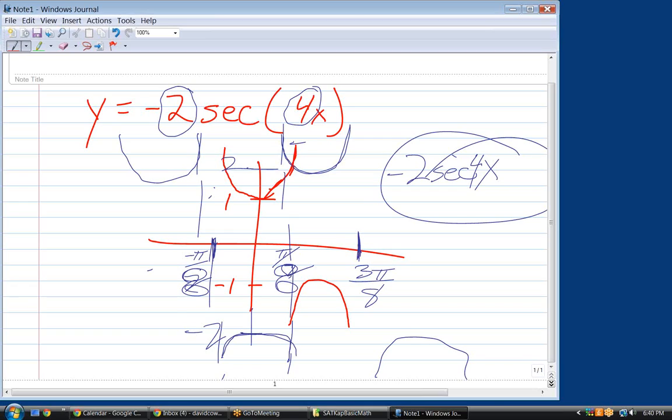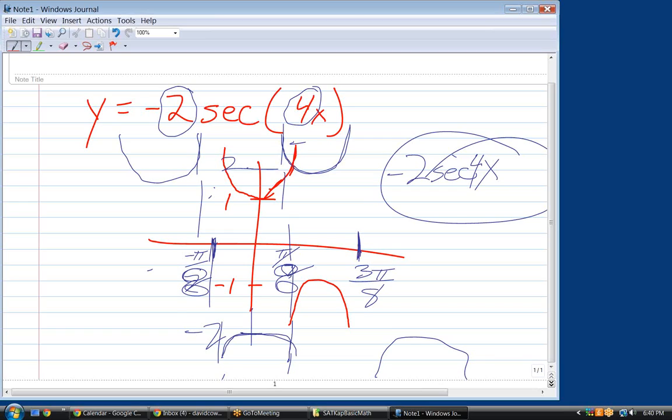Everything except for the odd multiples of pi over 8? Yes. Okay. All reals except odd multiples of pi over 8, meaning 1 pi over 8, 3 pi over 8, 5 pi over 8. All of those are going to be vertical asymptotes.